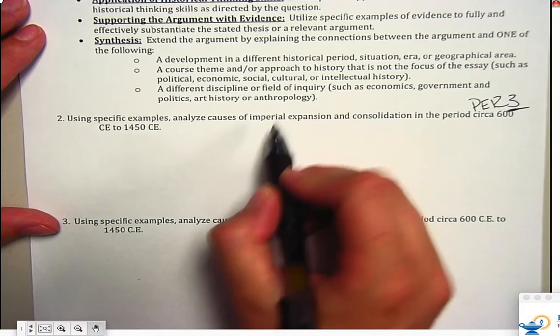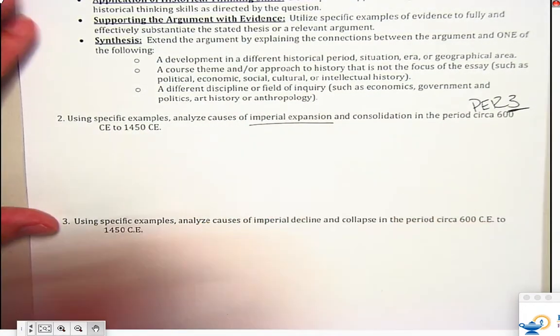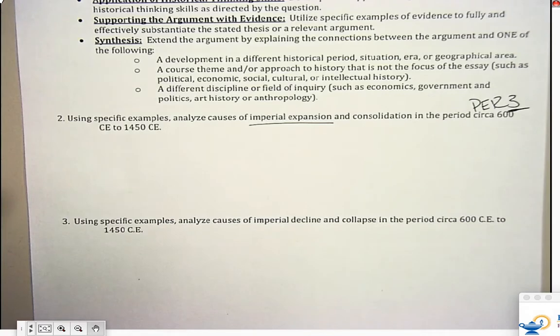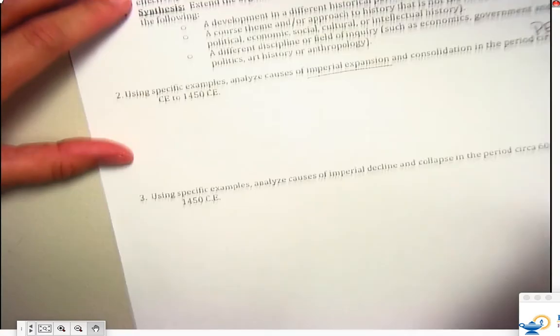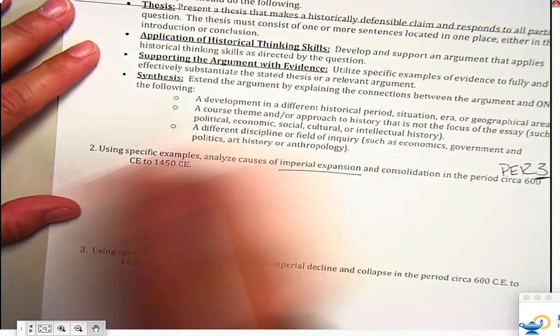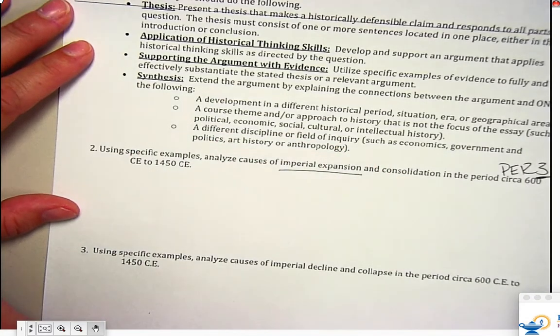Next thing we have to identify is what is imperial expansion? Who can raise your hand and tell me what imperial expansion is? Max. It's when one state sort of expands their land. Yeah, it's an empire. So we're talking about empires. What are some major empires that are happening during period 3? Give me one, Alexandra.